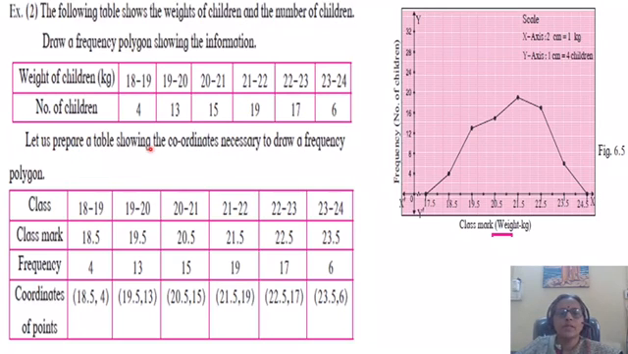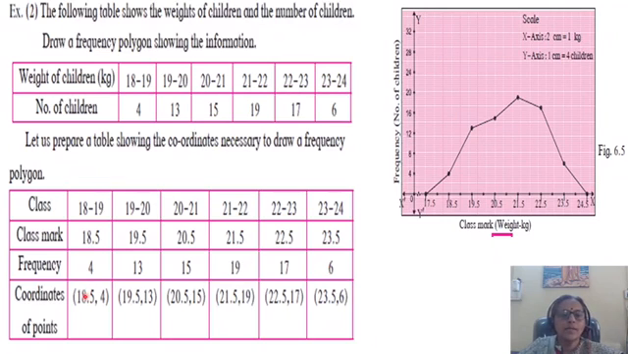Now let us prepare the table showing the coordinates necessary to draw the frequency polygon. Classes, as given, are continuous. For the class mark, we will find the midpoint of the class 18 to 19. Its midpoint is 18 plus 19 divided by 2, that is 18.5. 19 plus 20 divided by 2 is 19.5. Likewise 20.5, 21.5, 22.5, 23.5 are the midpoints of the classes. Then the frequency, which is mentioned in the question.